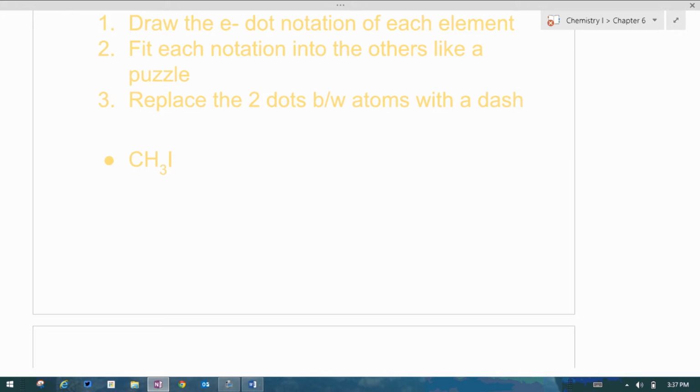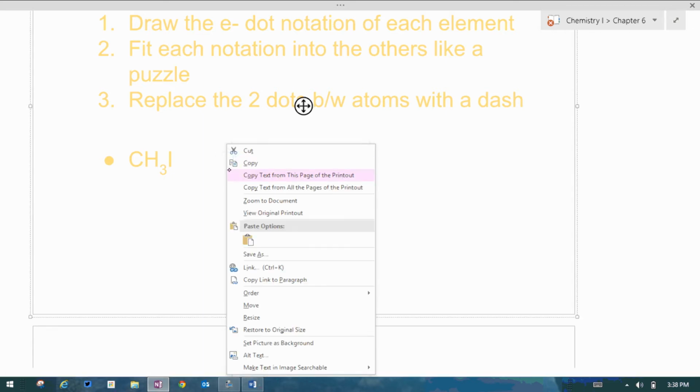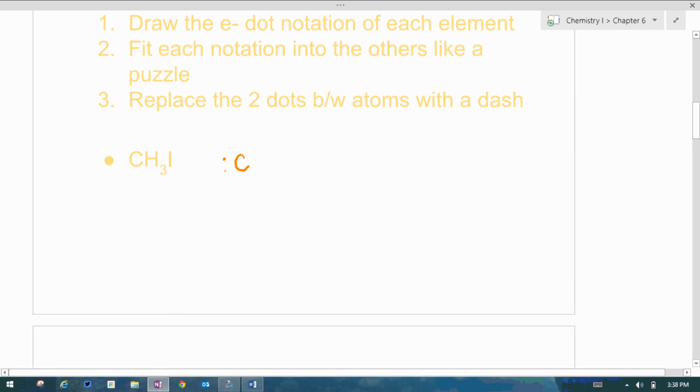So this particular molecule is made up of carbon, 3 hydrogens, and 1 iodine. So according to step 1, I am going to draw each electron dot notation for each of the elements in this molecule. So I'm going to start off with the C, carbon. Carbon, if you look at your periodic table, is in group 4. So it's going to start off with 2 dots on one side, and then 1 dot on 2 other sides.